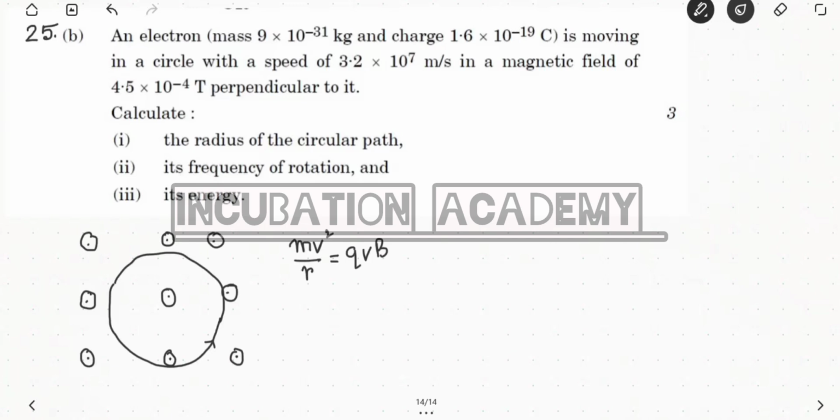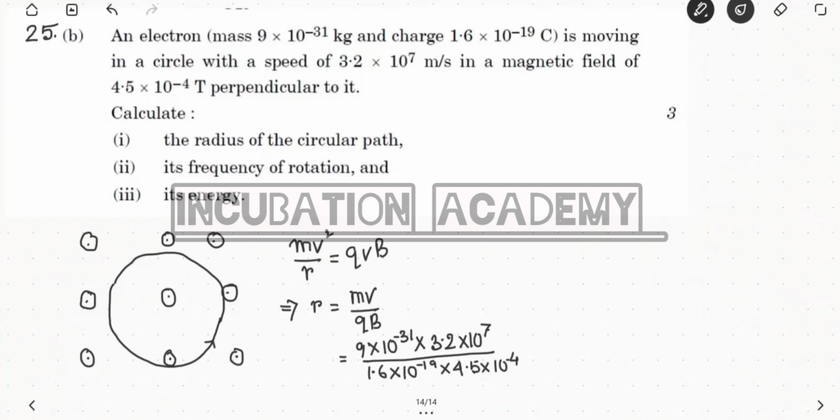From here we can get the radius of the circular path: r = mv/(qB). What is the mass? The mass is 9 × 10^-31. The velocity is 3.2 × 10^7. The charge is 1.6 × 10^-19. The magnetic field is 4.5 × 10^-4 Tesla.